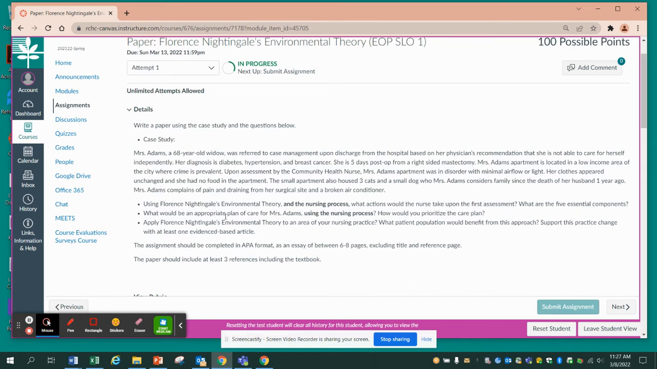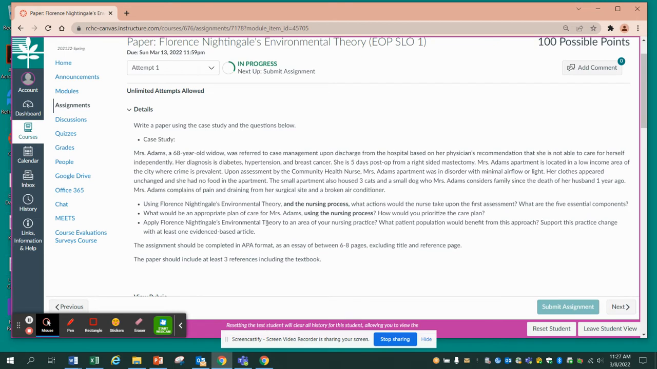And then the next bullet would be the appropriate plan of care for Mrs. Adams. And then the third bullet has nothing to do with the case study, but it's asking you to apply Florence Nightingale's environmental theory into an area of your nursing practice.